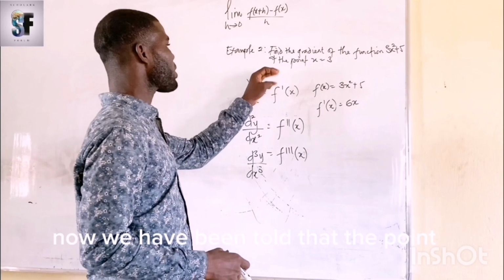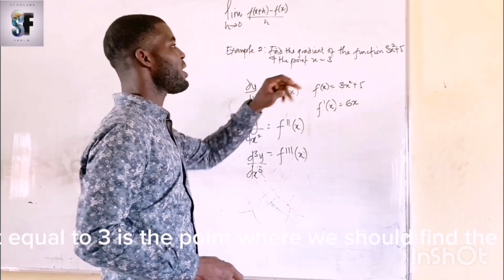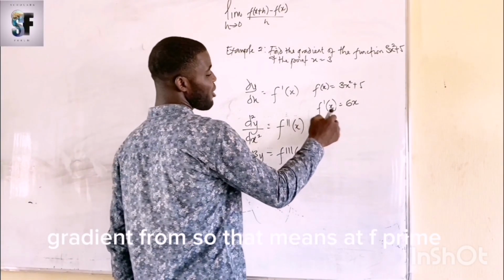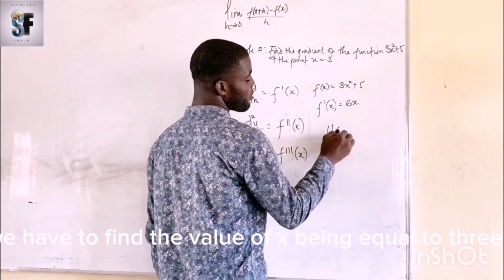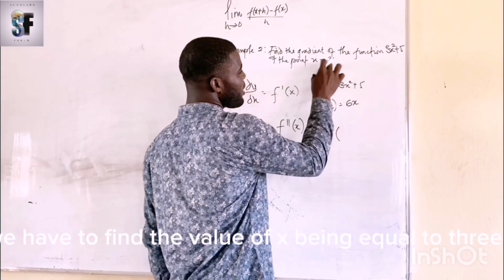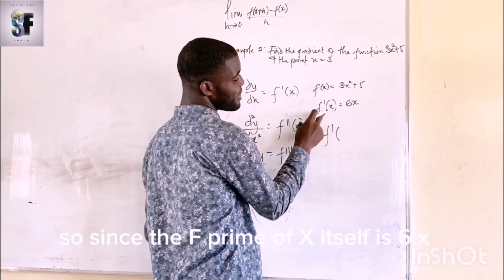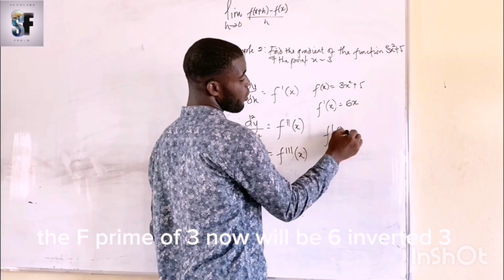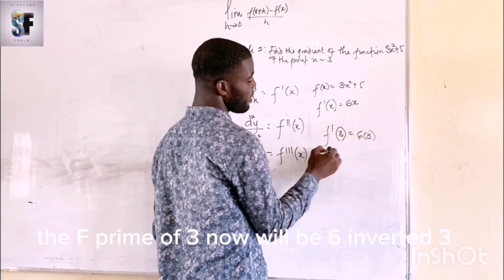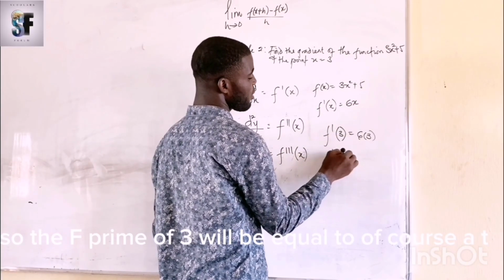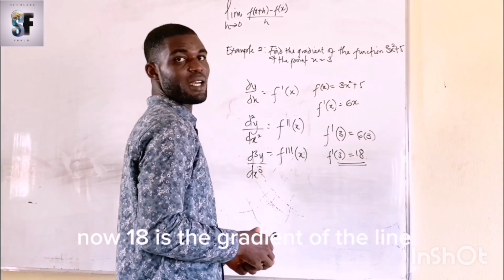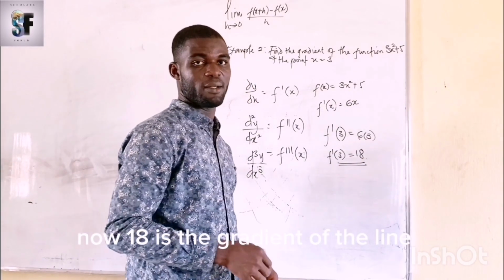Now we have been told that the point x equal to 3 is the point where we should find the gradient from. So that means at f prime, we have to find the value of x being equal to 3. So since the f prime of x itself is 6x, the f prime of 3 now will be 6 in bracket 3. So the f prime of 3 will be equal to, of course, 18. Now 18 is the gradient of the line.